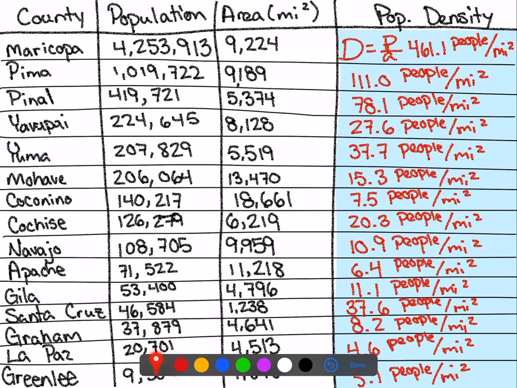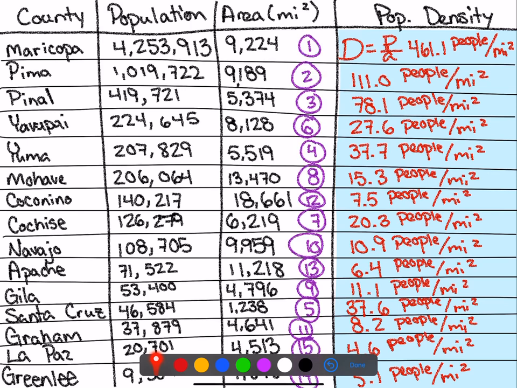things like that. Now, if we rank all these out, we see that, of course, it kind of matches our trend of population, but Maricopa County would be the most population dense area. Pima second, Pinal third, Yuma fourth, Santa Cruz fifth, and so on and so forth. So the most heavily population dense area is Maricopa, the least is La Paz County.